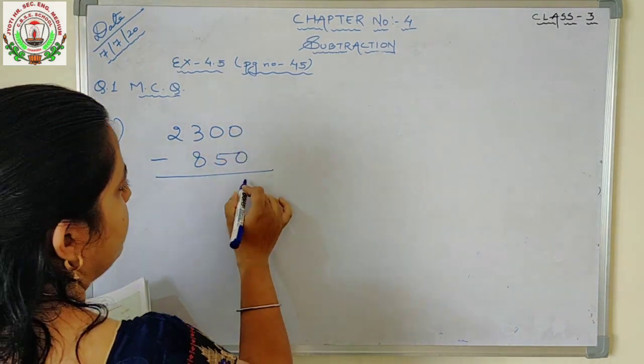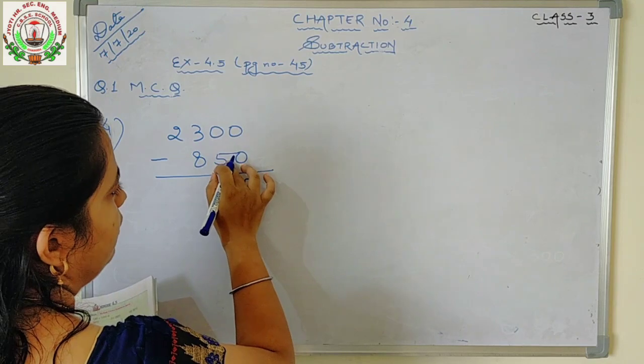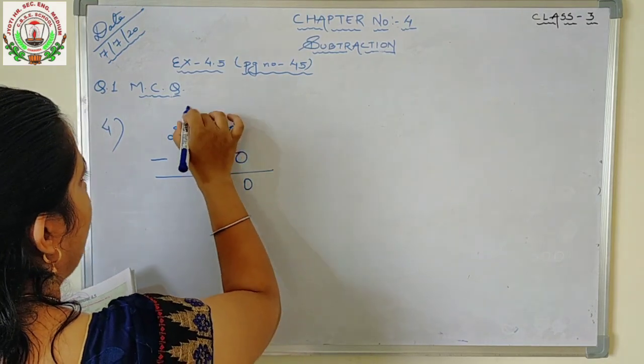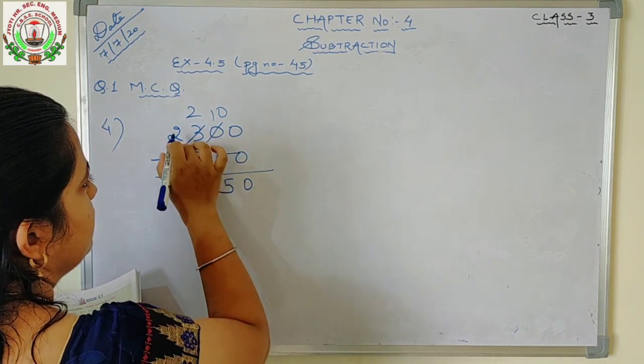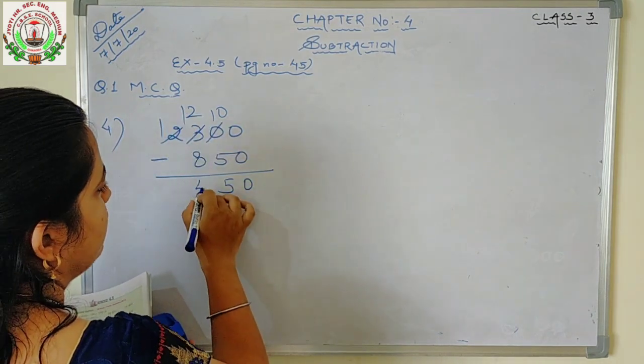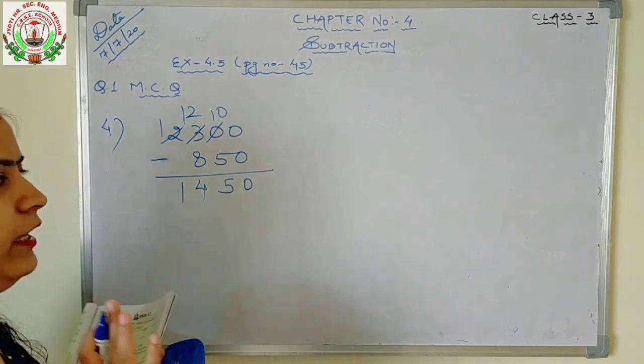Okay. 0 minus 0 is 0. 0 minus 5 we can't subtract, so we have to take a carry from here. This will become 10 minus 5 is 5. 2 minus 8 is also not possible, so 12 minus 8 is 4, and here 1. Till here we have solved.